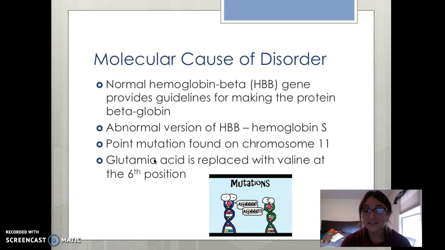Glutamic acid is replaced with valine at the 6th position. And because of all this, the hemoglobin S subunits will stick together and form that crescent shape that causes not enough adequate blood flow throughout the body.